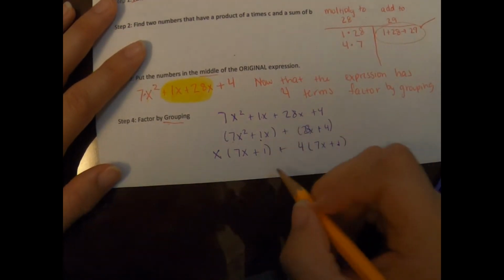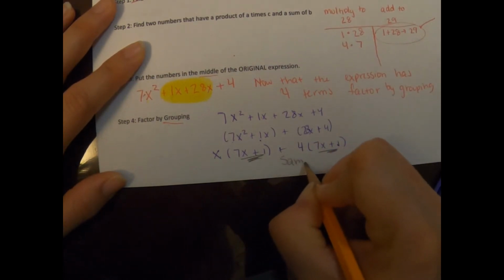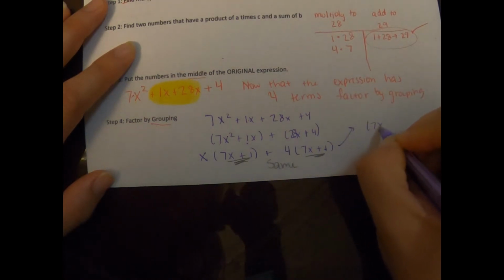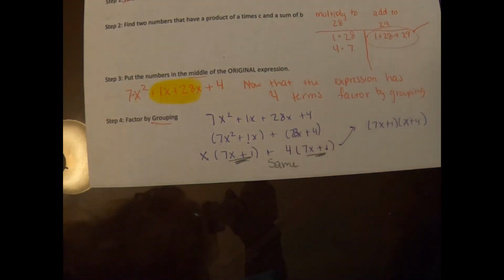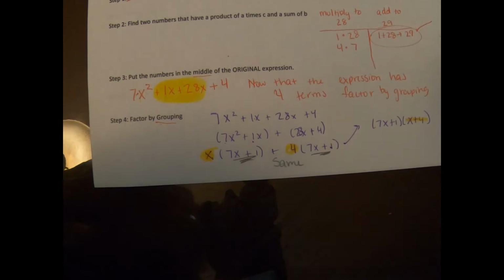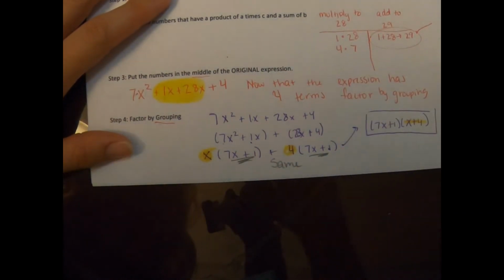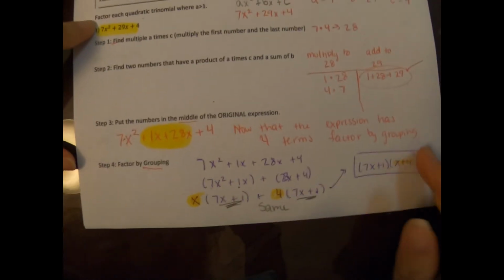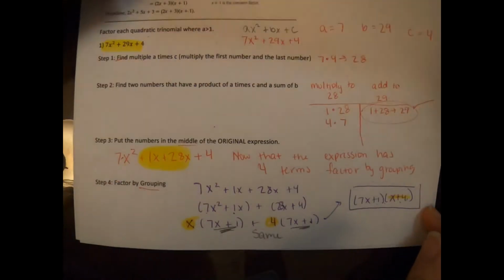Now, remember from notes last week that the parentheses have to be the same. And since they are the same, we'll write them together, and then we put the numbers out front in one set of parentheses. So this is our final answer. 7x plus 1, x plus 4 is the correct factored form of example number 1. And you can check that out in your book.